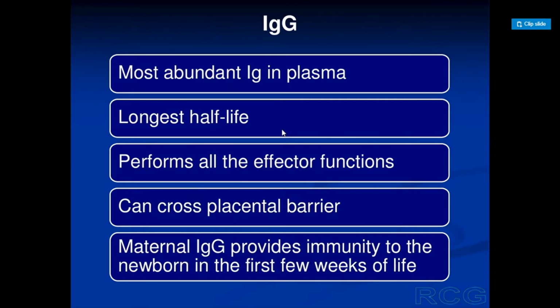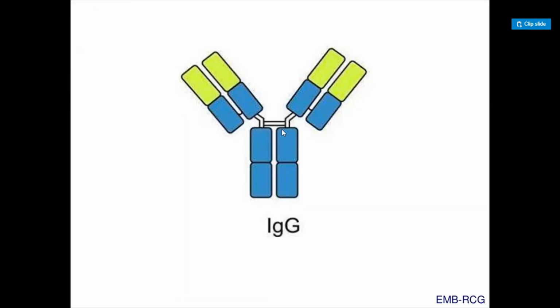So IgG is very crucial, and if the IgG is lacking, the newborns are also lacking these types of IgG. This is the structure of the IgG.